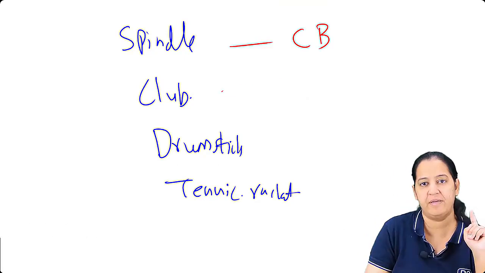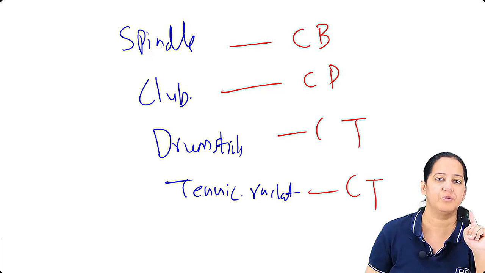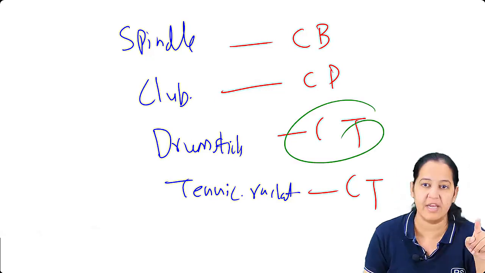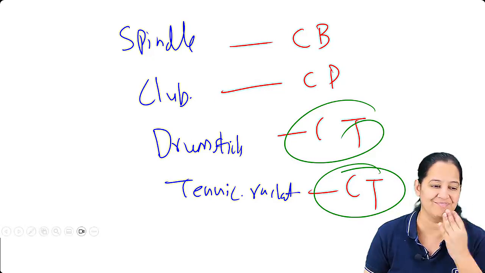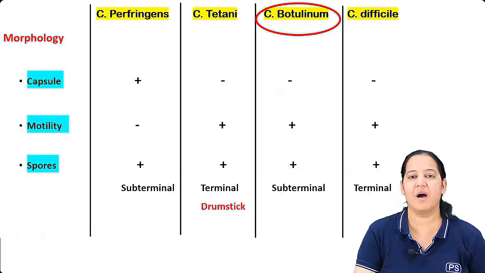Clostridium bifermentans, Clostridium perfringens, Clostridium tetani, Clostridium tertium. Here is where the confusion happens, tetani and tertium. I told you how to learn. Done. You get questions on that. Let's move ahead. So we are coming to botulinum.